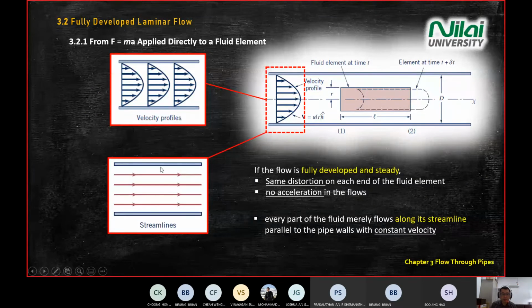Streamline, we already covered what a streamline is. So if you have a steady flow, it means that your streamline is in the same direction.